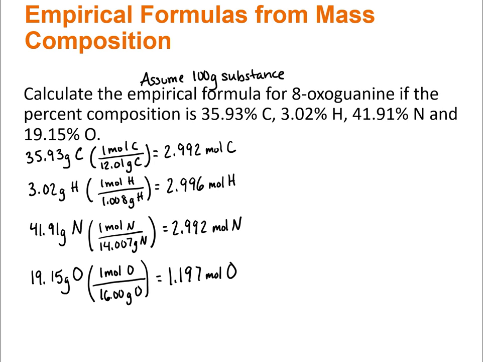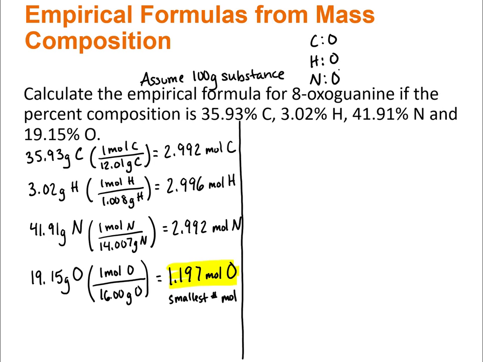So hopefully converting the grams to moles isn't a problem. If it is, let me know. We've identified the smallest number of grams, or moles, sorry. So what we have to do next is write out all of our mole ratios. We have to have carbon to oxygen, hydrogen to oxygen, and nitrogen to oxygen.